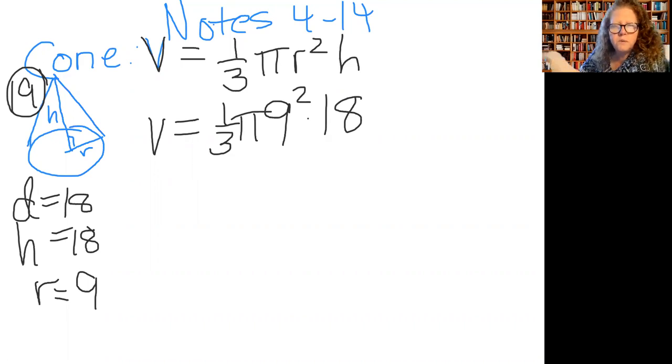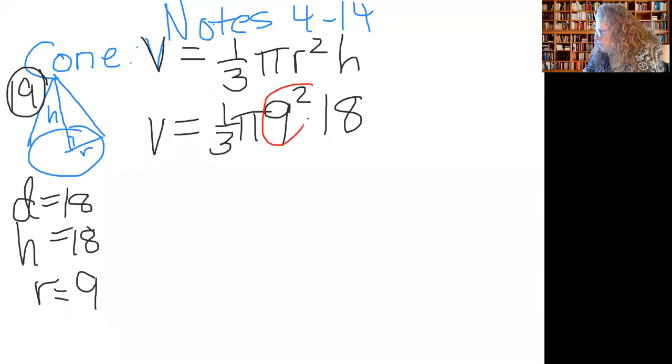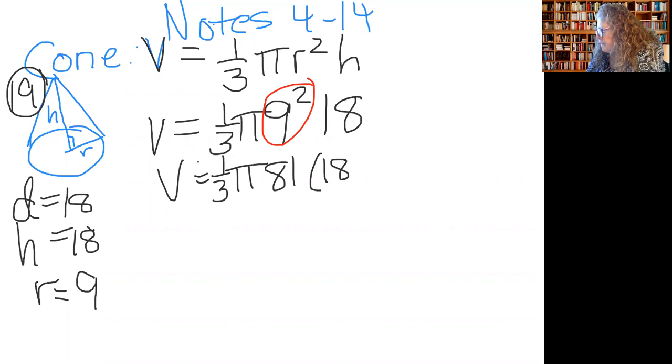Remember your order of operations. What does our order of operations say to do first? Exponents. Okay, so I'm actually going to do this part first. So volume is equal to 1/3 pi 81 times 18.